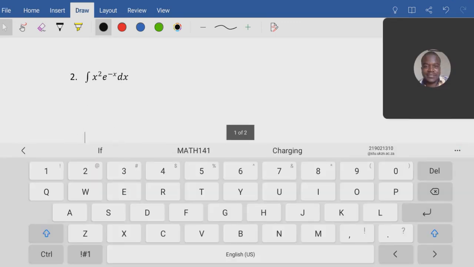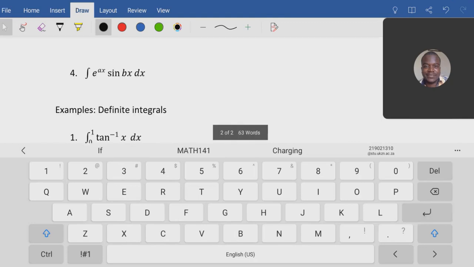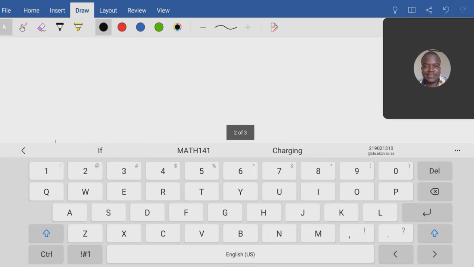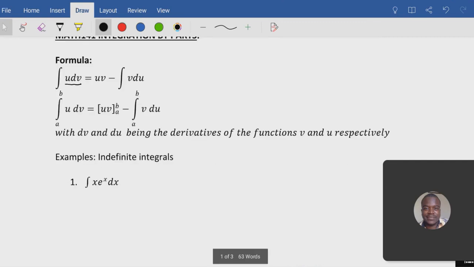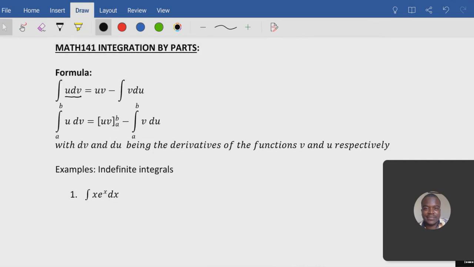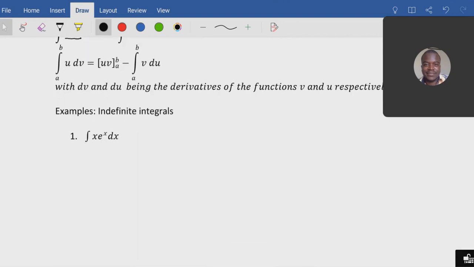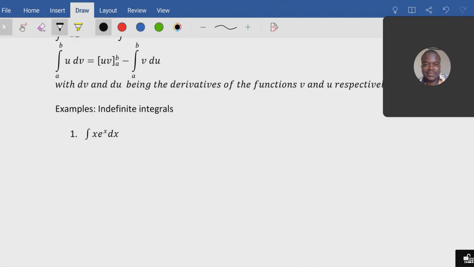Right, so let's make some room. Okay, so let's start with our first example, dealing with the integration of x times e to the x. That's the first example that we have to deal with here.